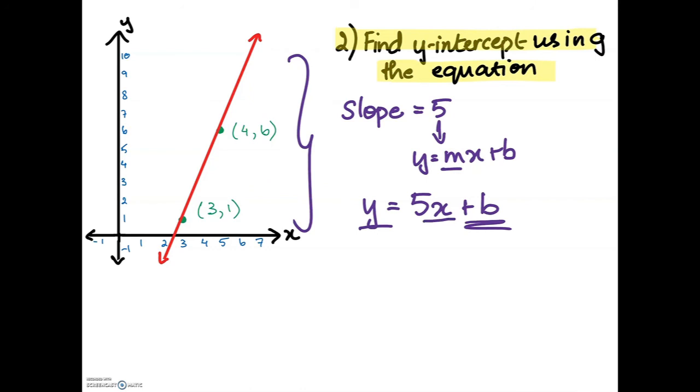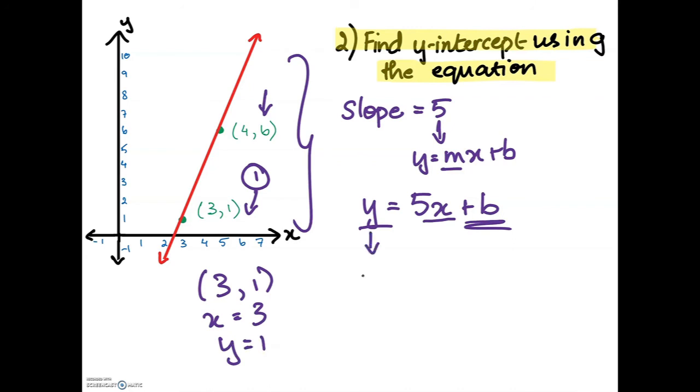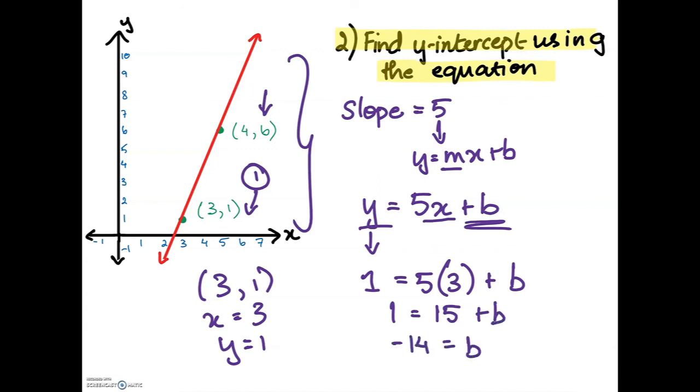So I have pointed out 2 points. We have (3, 1) and (4, 6). Just for simplicity, we're going to go with this one, (3, 1). In the point (3, 1), x is equal to 3 and y is equal to 1. So instead of y, we're going to substitute 1. And next to 5, we're going to substitute 3. And then we're still going to leave our b. So now it's pretty much just solving. We're just going to solve for b. So 1 is equal to 15 plus b. And if you subtract 15 from both sides, you'll get that negative 14 is equal to b.